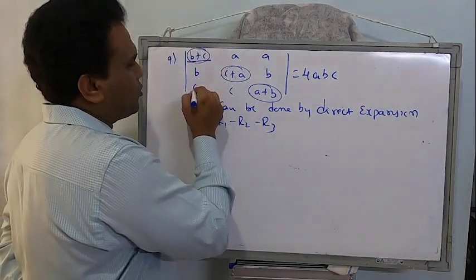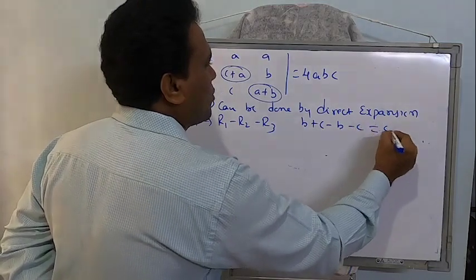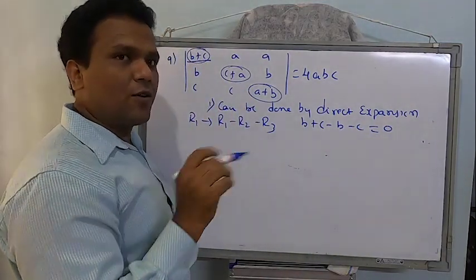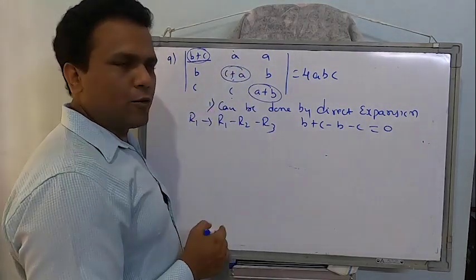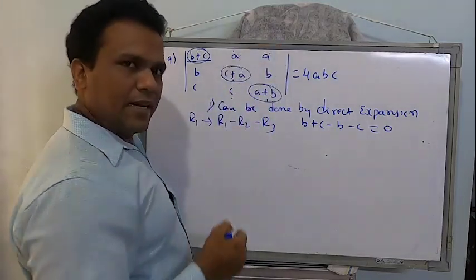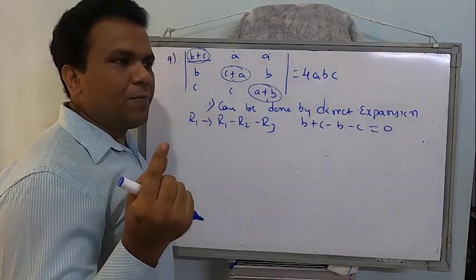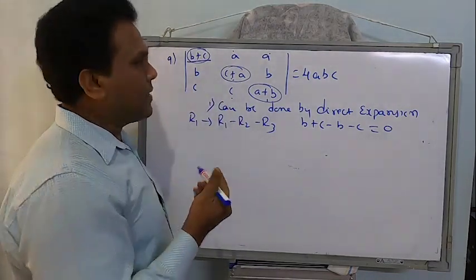R1 minus R2 minus R3. B plus c minus b minus c. What's the value will be? 0. Otherwise you can go for this also. That's an element of R2. R2 will be written as R2 minus R1 minus R3, 0. Otherwise R3 as R3 minus R2 minus R1. Hence the value will be 0. Any of the methods. So the concentration should be making one element of the diagonal as 0 and then expanding. Things will become easier. That's it.